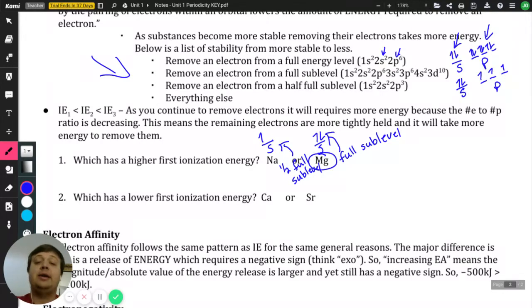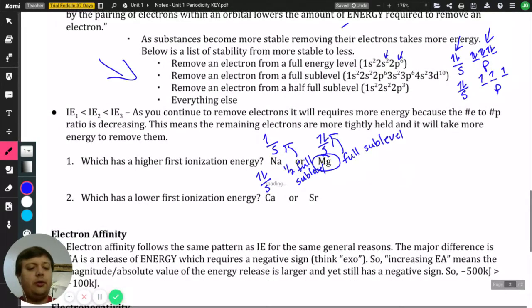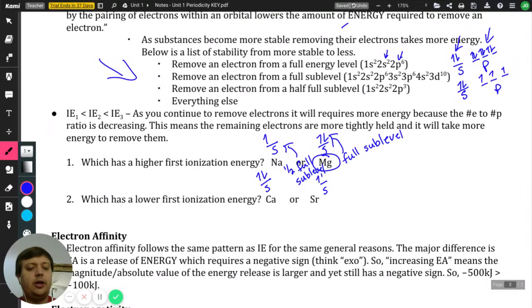So magnesium is going to have a higher first ionization energy, which has the lower first ionization energy. Okay, I've got calcium. Because it's in group 2 on the periodic table, family 2, column 2, it's going to have 2 electrons in that s sublevel. And then strontium is also in there, so it's going to have 2 electrons.